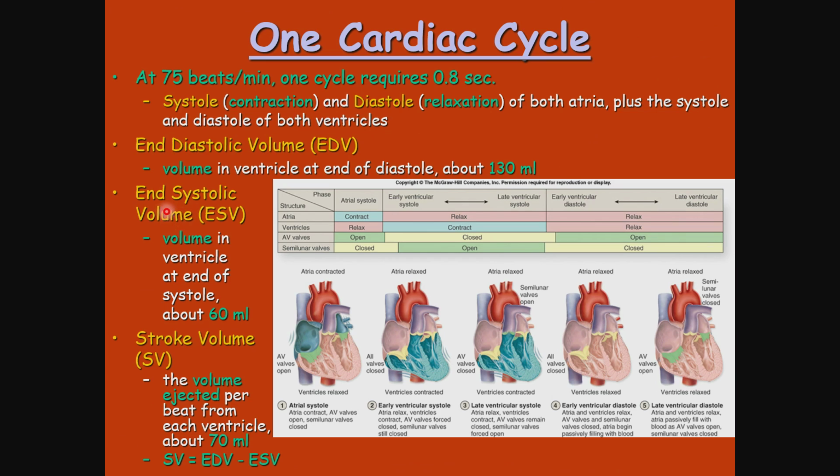And end systolic volume, ESV, that's the volume of blood in the ventricle, remember that's the bottom part, at the end of systole, which is about 60 milliliters. So what that tells you is that when your heart contracts and the blood is being pumped through, there is never a time that the heart is fully empty. So the stroke volume, the volume of blood ejected per beat from each ventricle, you're just doing the math. 130 minus 60 equals 70 milliliters.